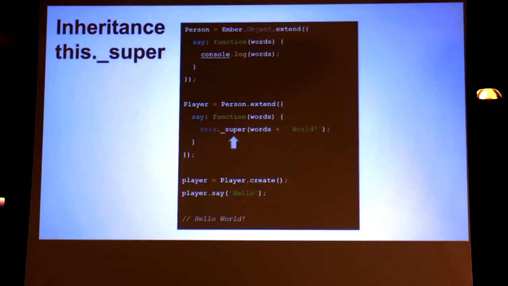So here we have player.say, and we created a player class and extended off of person. player.say will first call this say function that's defined in the player class, but inside that function we're calling super. And so now that will appropriately call its parent class's similarly named function.